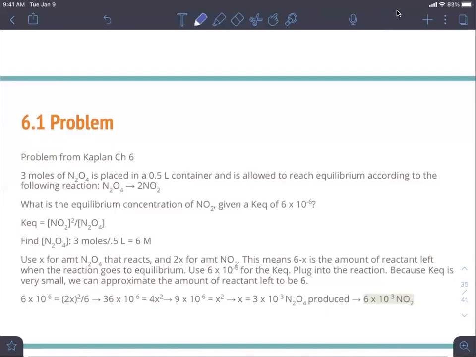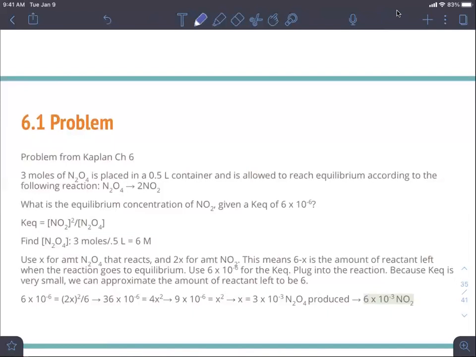However, this does require some trickiness, because first we use X for the amount of N2O4 that reacts and 2X for the amount of NO2, because remember, looking at the reaction, 1 mole of N2O4 gives 2 moles of NO2. So 6 minus X is the amount of reactant left when the reaction goes to equilibrium. Because remember, X is the amount that reacts. There's only a certain amount that reacts, and some is left over. So what's left over is 6 minus X.